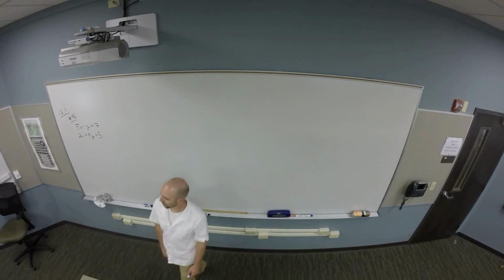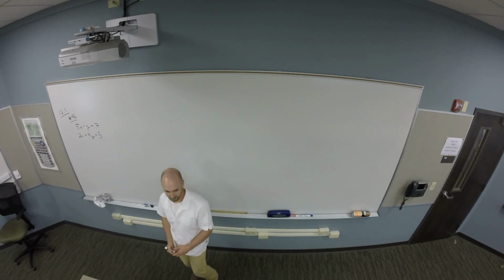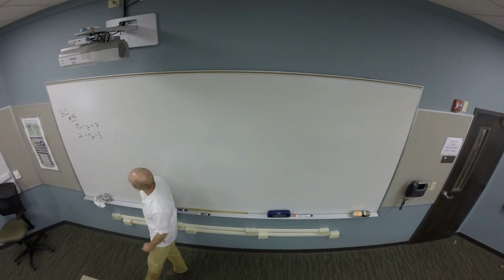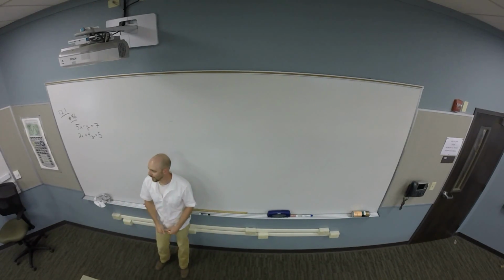The matrix way. So I want to try 12.1 over 46 using a matrix. All right, so I have 5x minus y is 7, and 2x plus 4y is 5. Can you guys convert this to a matrix system for me?